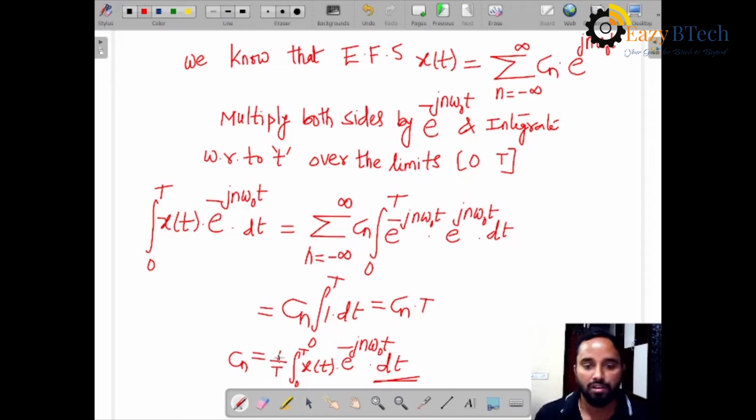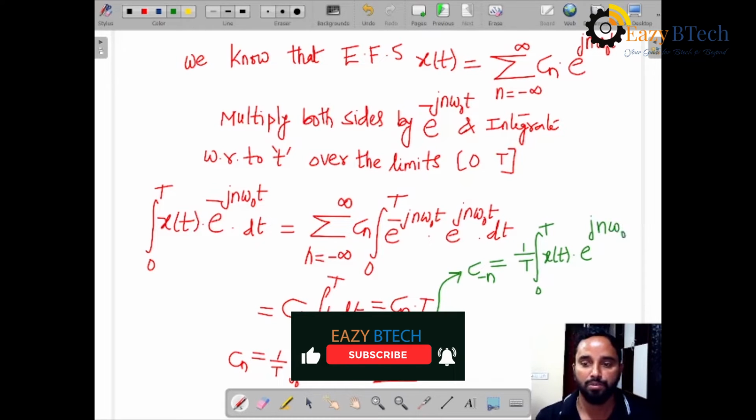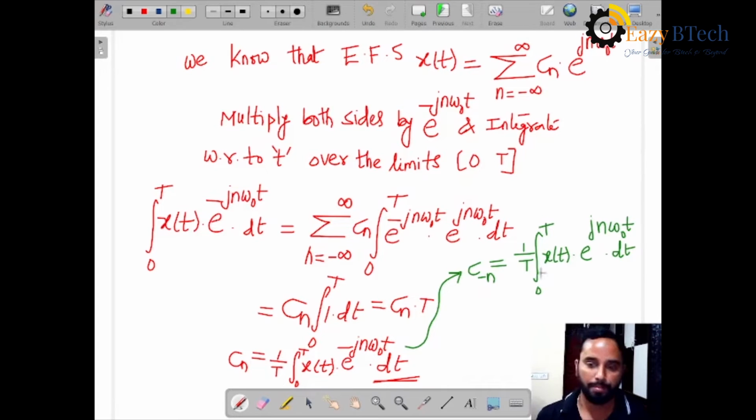Now from Cn I can write the formula of C minus n also. It is also important. How to get C minus n? Cn is available, now I want C minus n. Same formula: 1 by T integral 0 to T x of t into e to the power, here minus, then we get plus, minus n becomes plus n, omega naught t dt. This is C minus n. Just remember the formulas of Cn and C minus n.